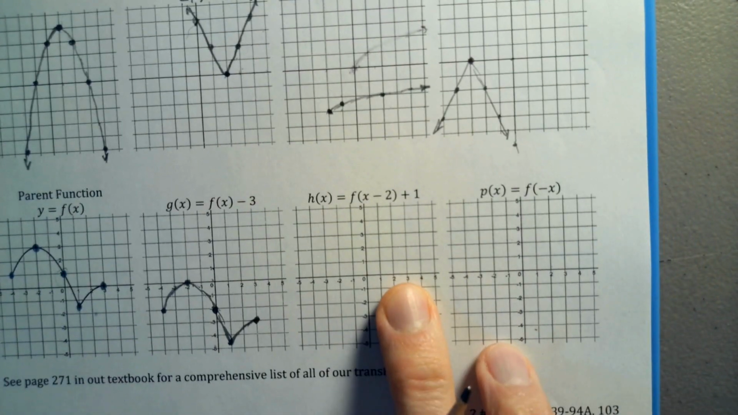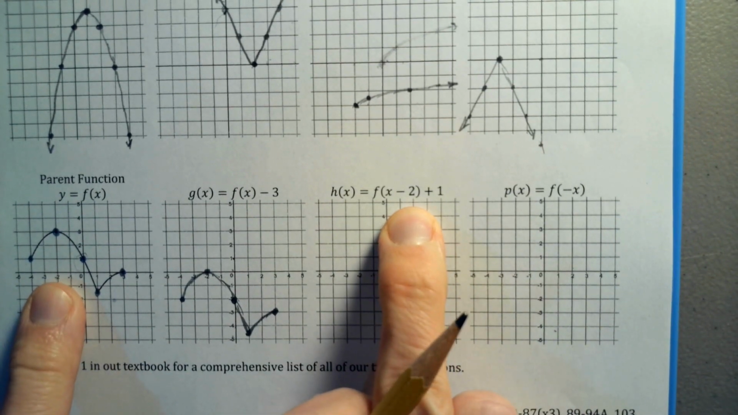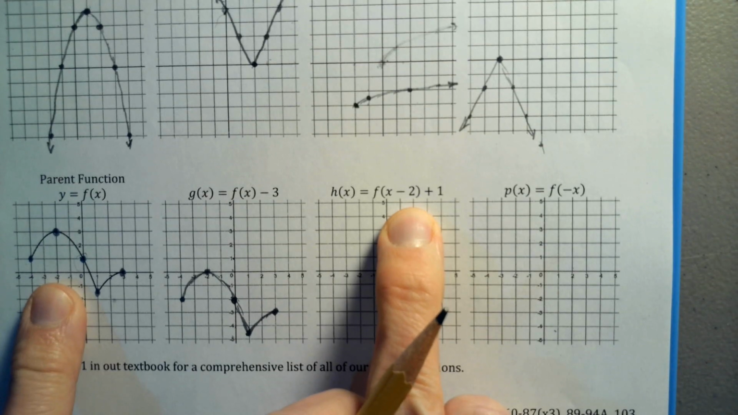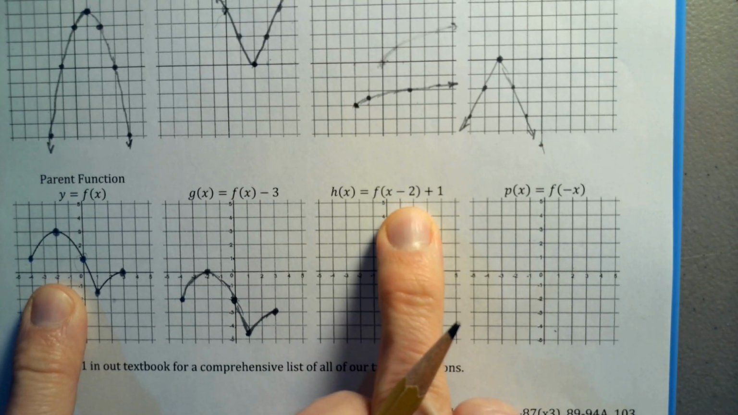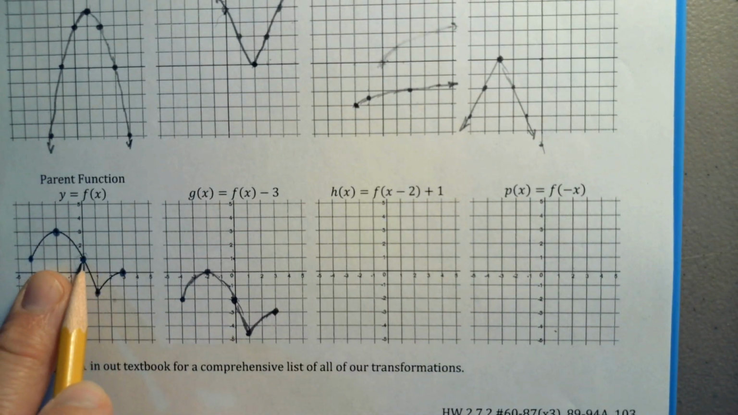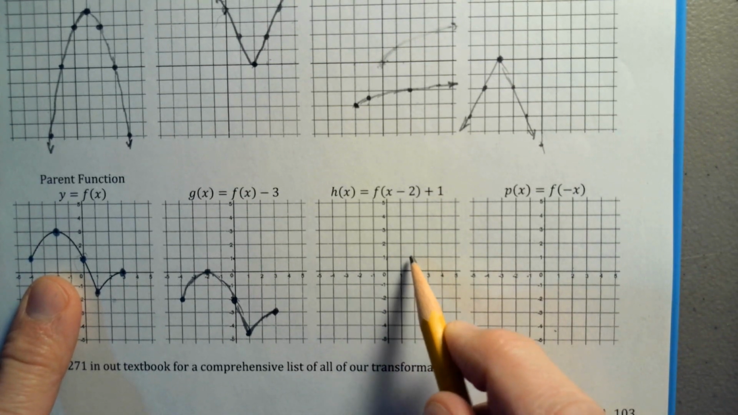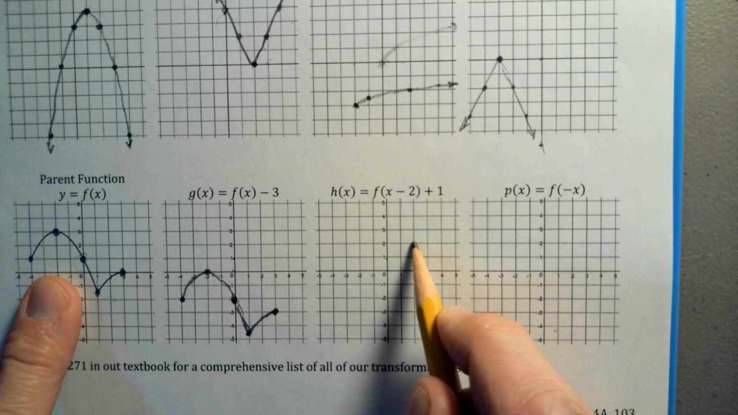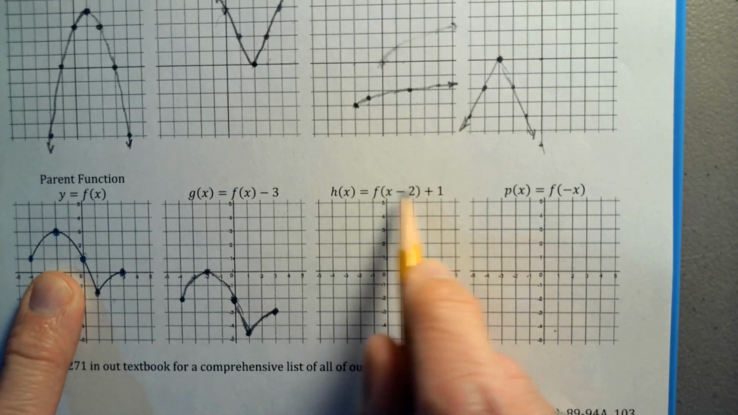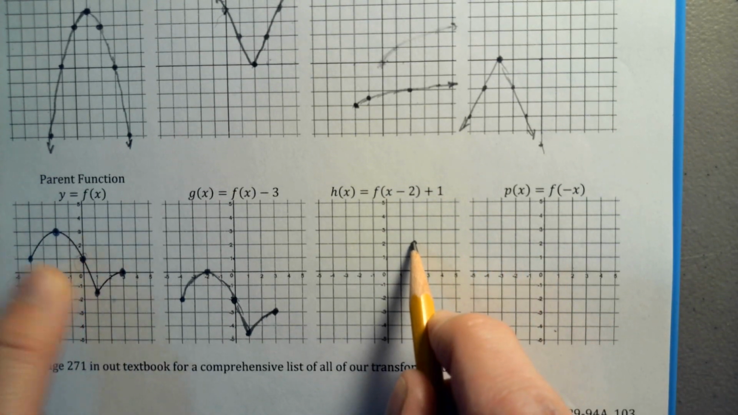Okay. All right, now think about what this one's doing to the parent. It's moving both horizontally and vertically. So it's going to shift to the right 2 and up 1. So let's start with this one as our key point. It was here. And we're going to shift to the right 2 and up 1. So that's this point. Again, we're not changing the shape of the thing because there's no coefficients in front. We're keeping them the same basic shape.